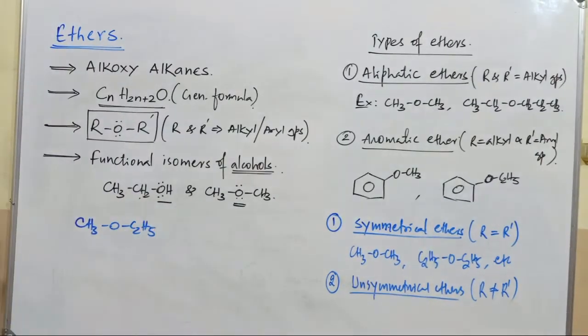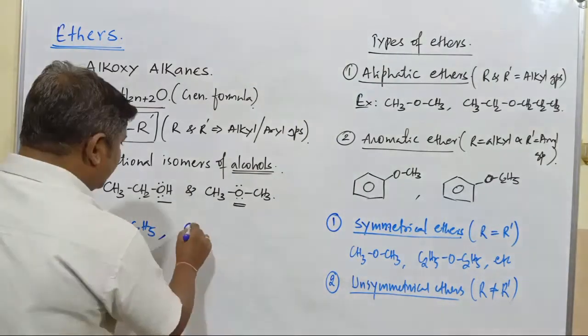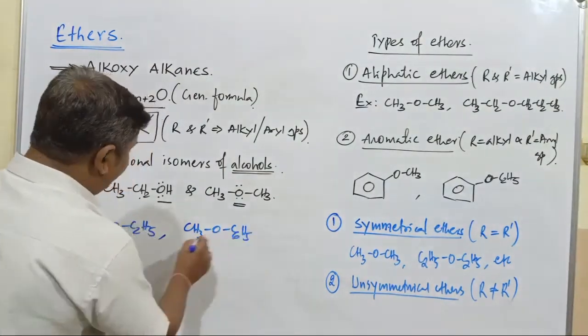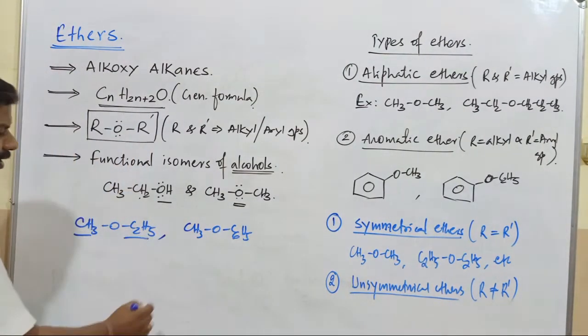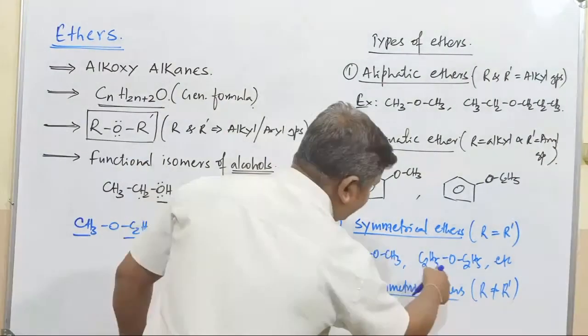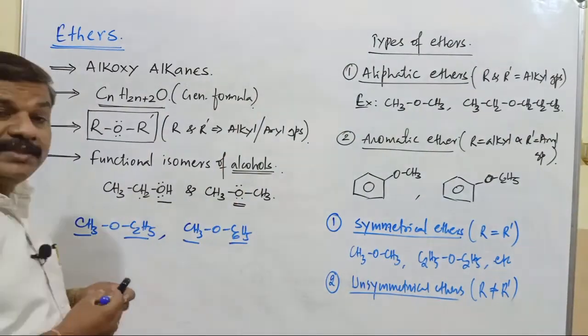CH3OC2H5. This is an unsymmetrical ether. It may be aliphatic or aromatic, that doesn't matter. CH3O, C6H5. Here, these two groups are different, but in the other case these two groups are the same, symmetrical. When groups are found to be different, it is called as what?